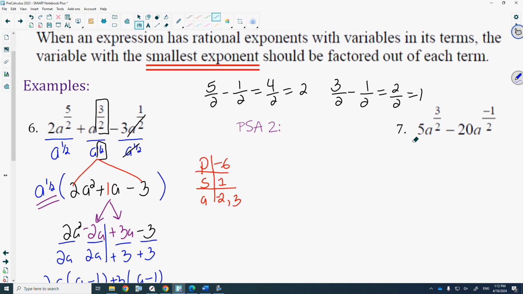Okay, let's look at this one. 5a to the 3 over 2 minus 20a to the negative 1/2. So what you need to see is that there is a GCF between a 5 and a 20. I could take out a 5. So I could factor out a 5. And then a is common to both of these, and you always want to pull out the a with the smallest exponent. So 3 over 2 is 1.5. This is negative 0.5. So I'm going to pull out a to the negative 1/2. I'm going to factor that out.